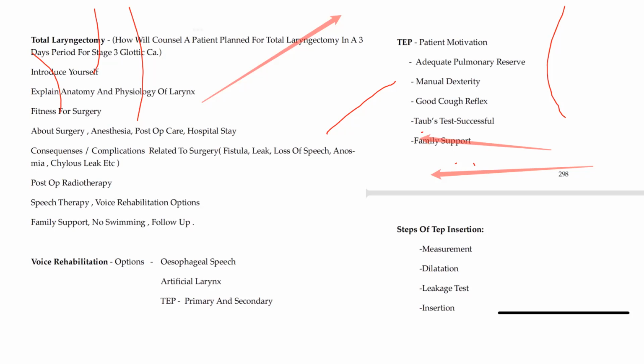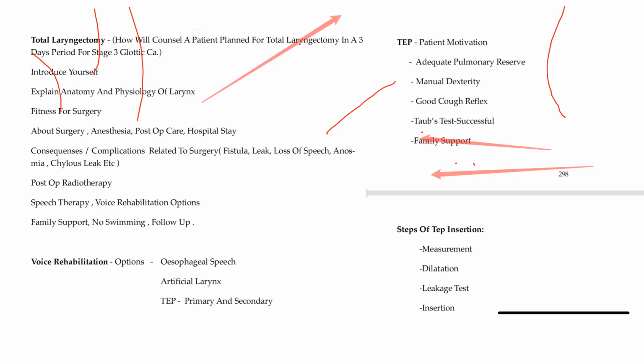Don't upfront tell, "Hey, we are going to take out your voice box." First, tell what is the need of surgery here, why you want to do the surgery, and what the advantages and disadvantages of doing the surgery are. And always create a positive approach in the patient rather than a negative approach. This is an important thing which I have to mention in this particular station.